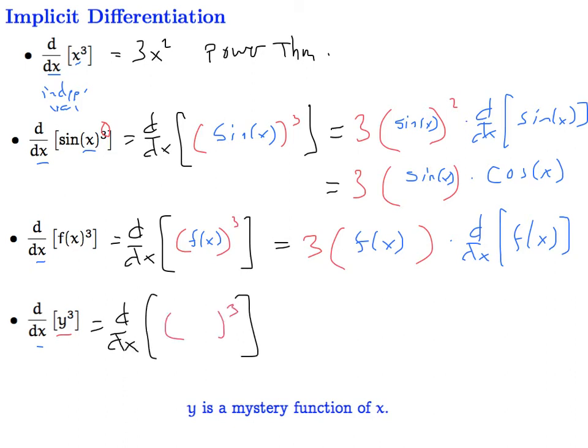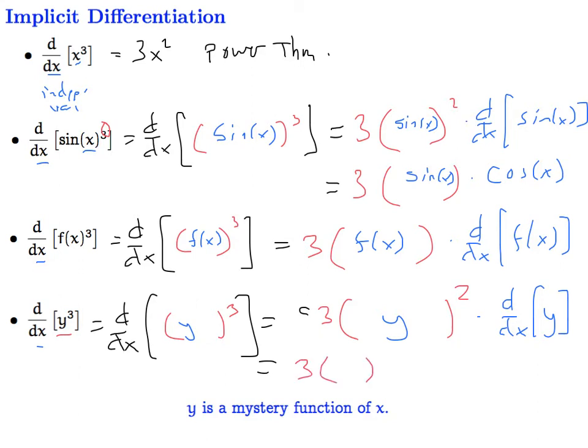We have the outside function, which is cubed. Our inside function is now just written as y, but it's really just a function. So our chain theorem says, well, you take the derivative of the outside part, leave the inside the same, and now we multiply by the derivative of the inside. But it's a mystery, so there's not much we can do. We can just write this as 3 times y squared, and then we multiply by the derivative of y with respect to x.